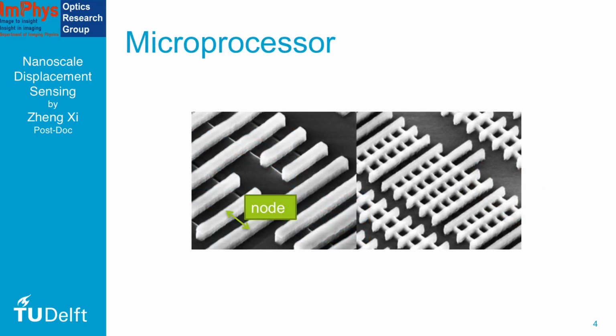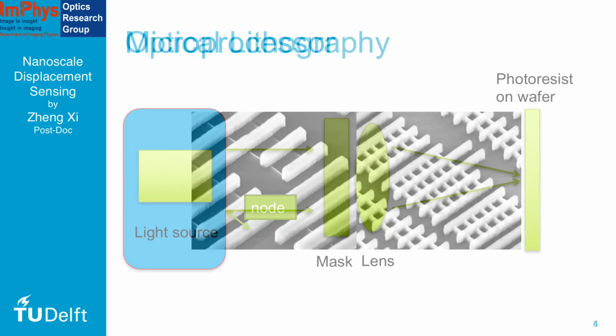If you zoom in on the microprocessor further, you will see these tiny little lines standing in a certain layout. The smallest distance between these lines is called a node. The computational power of a computer is largely determined by how small the node is, because the smaller the node, the more lines can be put onto a single microprocessor, the more powerful the computer can be.